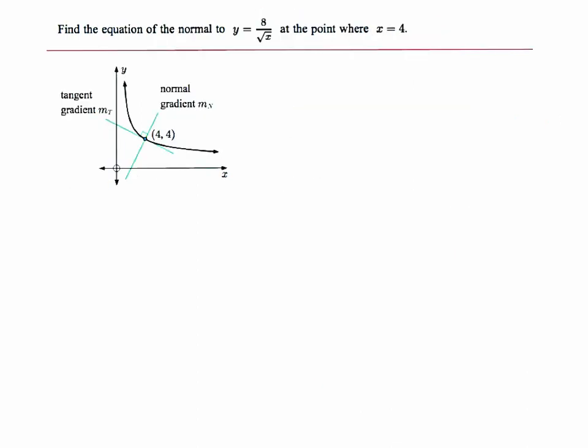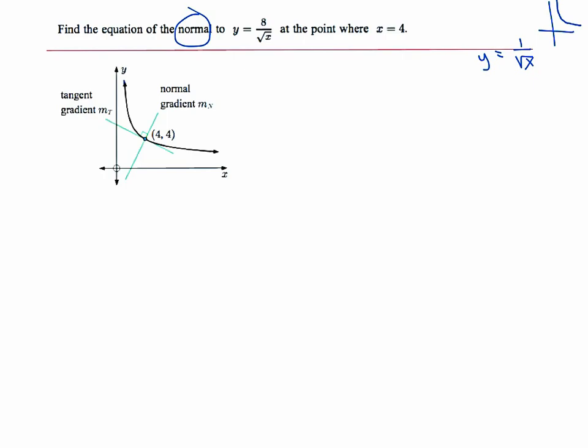Find the equation of the normal to y is equal to 8 over square root of x at the point where x is equal to 4. Earlier this year, we talked about how to graph a function that is 1 over square root of x. This looks like this. So the 8 is just a scalar multiple to this equation, so we will have a similar shape.